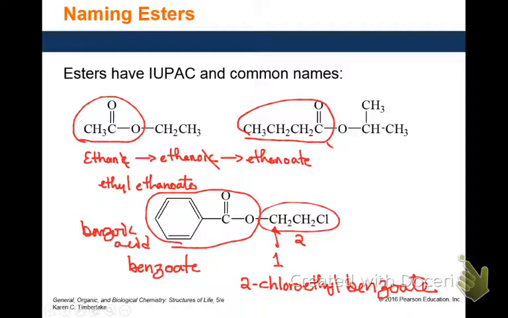So this is butane, then butanoic, and then butanoate. So that's the parent. What is that thing on the right? What is the alkyl group called? Methyl ethyl, one methyl ethyl, or isopropyl. Either one's acceptable. I would choose isopropyl just because it's easier than one methyl ethyl. Okay, so isopropyl butanoate.